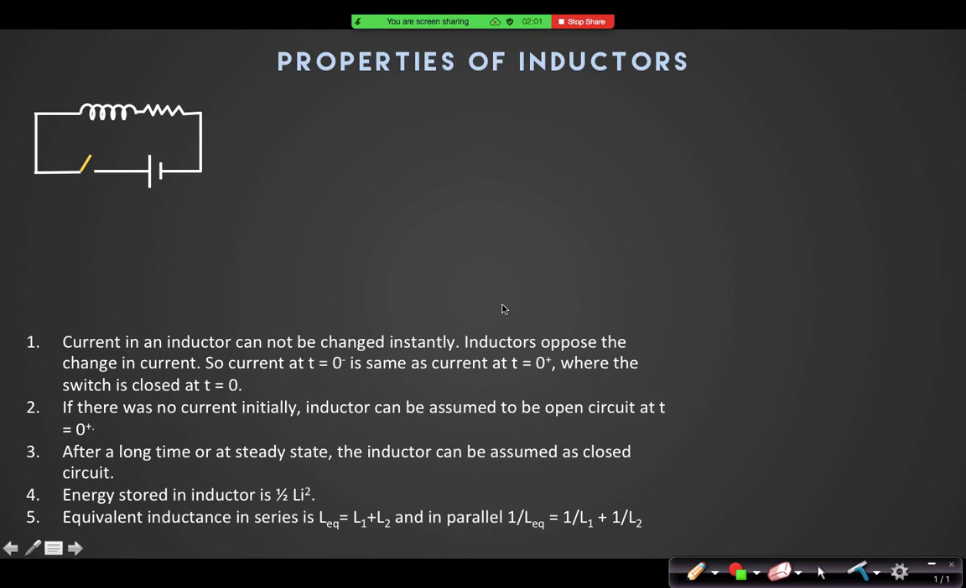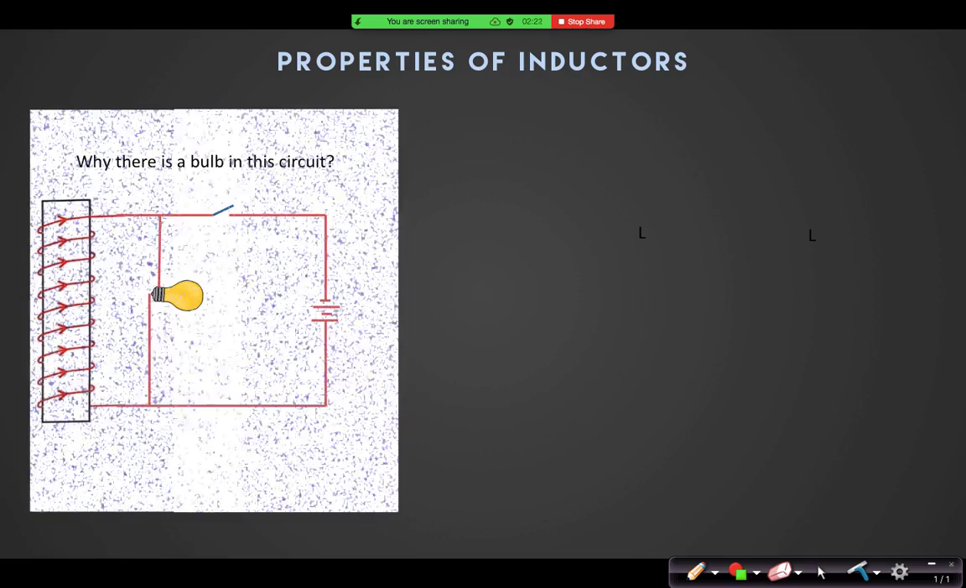So we have already studied a few important properties of inductors. How do they behave? Actually, they oppose the change in current inside the circuit. So if in the loop there was a current at t equal to 0 minus, at t equal to 0 plus, you will find the same current. Instantly you cannot change the current in an inductor.